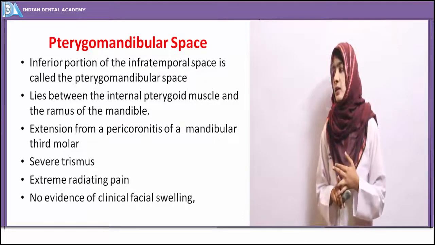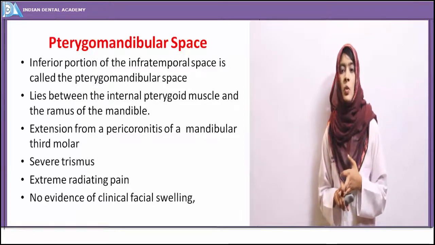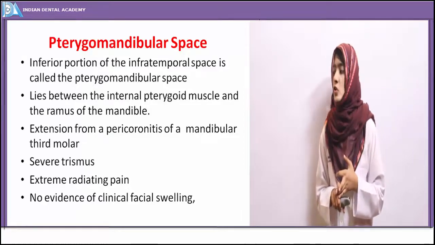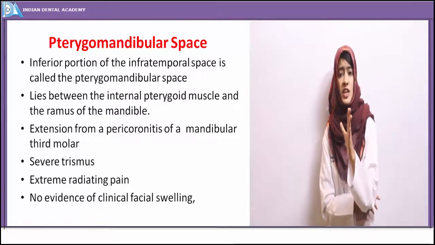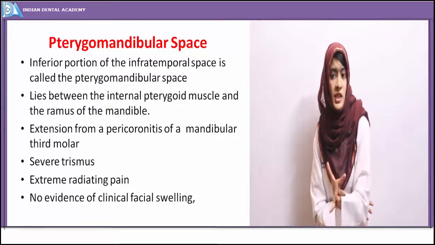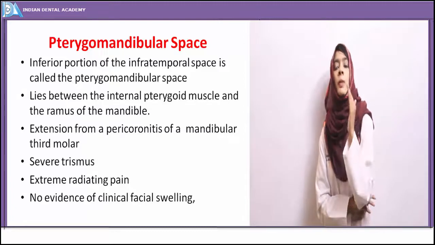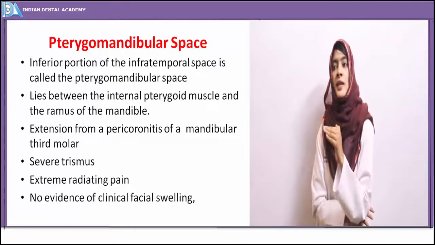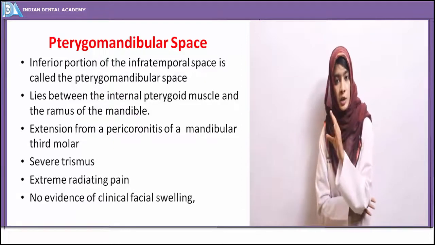Along with that, severe trismus and extremely radiating pain, sometimes involving pain in the ear and headache, is also seen. The clinical facial swelling is not severe in the case of the pterygomandibular space. Yes, it is seen in the case of the infratemporal space, but when the pterygomandibular space is involved, the clinical appearance of facial swelling is minimal.